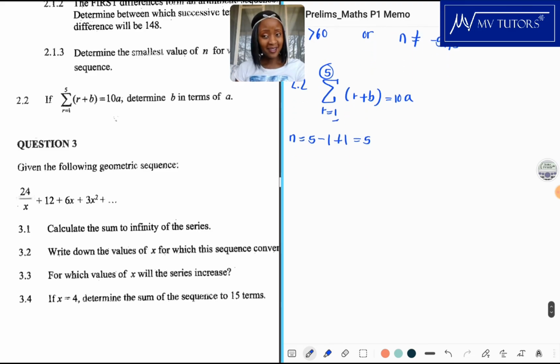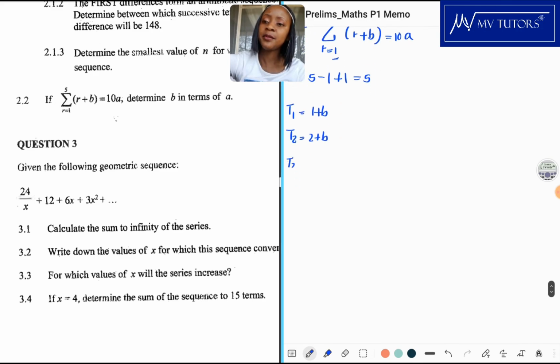So I would then say term 1, if I'm doing it the long way. I'm going to do it 2 ways so that you can see, the long way you shouldn't be doing. I'm just showing you that you're going to get the same answer, but you must always use the formula. So if I use the first term where R is equal to 1, this will definitely be 1 plus B. Second term, I would get 2 plus B. Third term, you can see where this is going, right? So if I add all these up, I should get 10A, or I should make it equal to 10A.